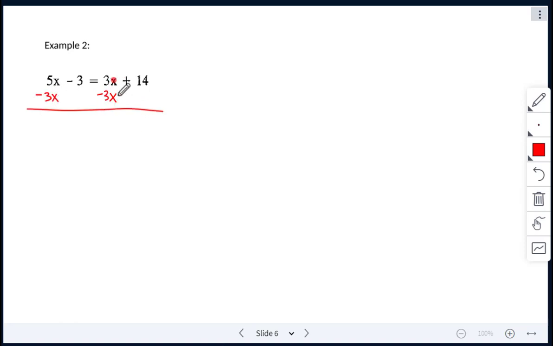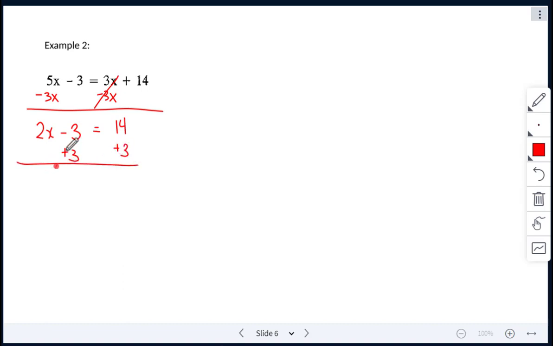On the right side, 3x minus 3x, that cancels out. On the left side, I'm subtracting the 5x minus the 3x. You're not going to put it underneath here, that's the constant number. You're collecting like terms. So 5x minus 3x gives me 2x minus 3 is equal to 14. Now it looks like a type 2 equation. We're going to add 3 to both sides.